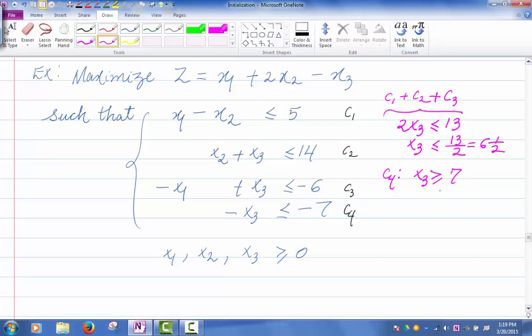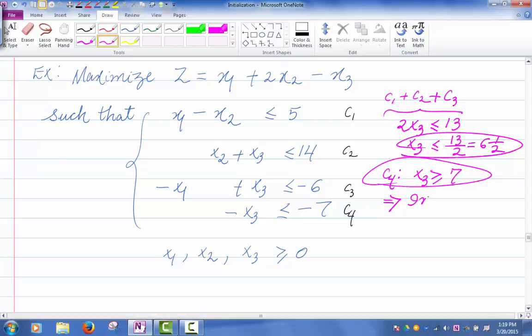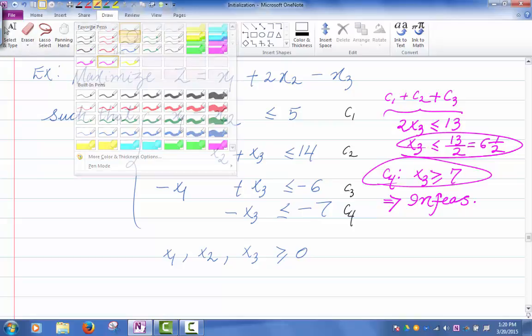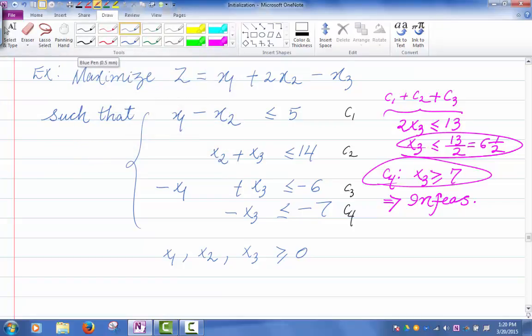So these two are contradicting, right? Am I making sense? So this together with this implies infeasibility of this problem. Is everybody okay with that? You guys agree with that?